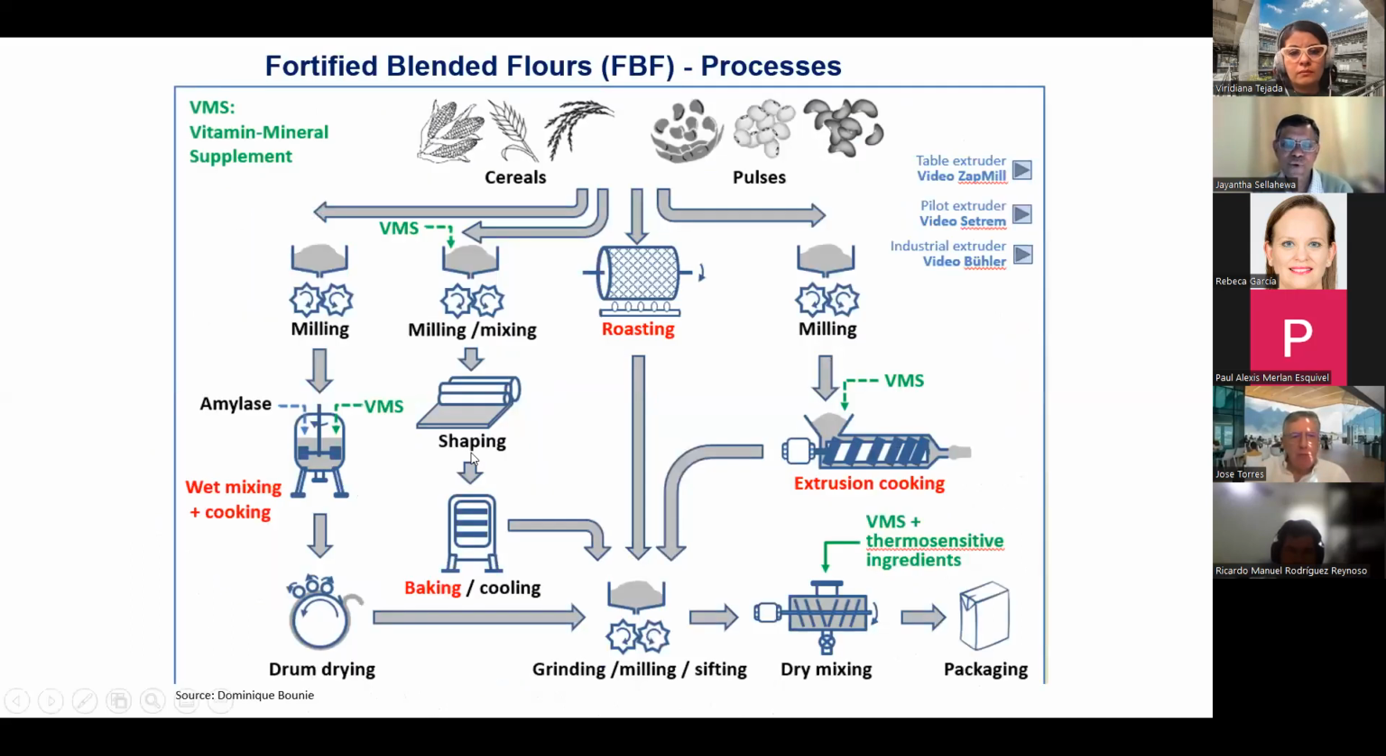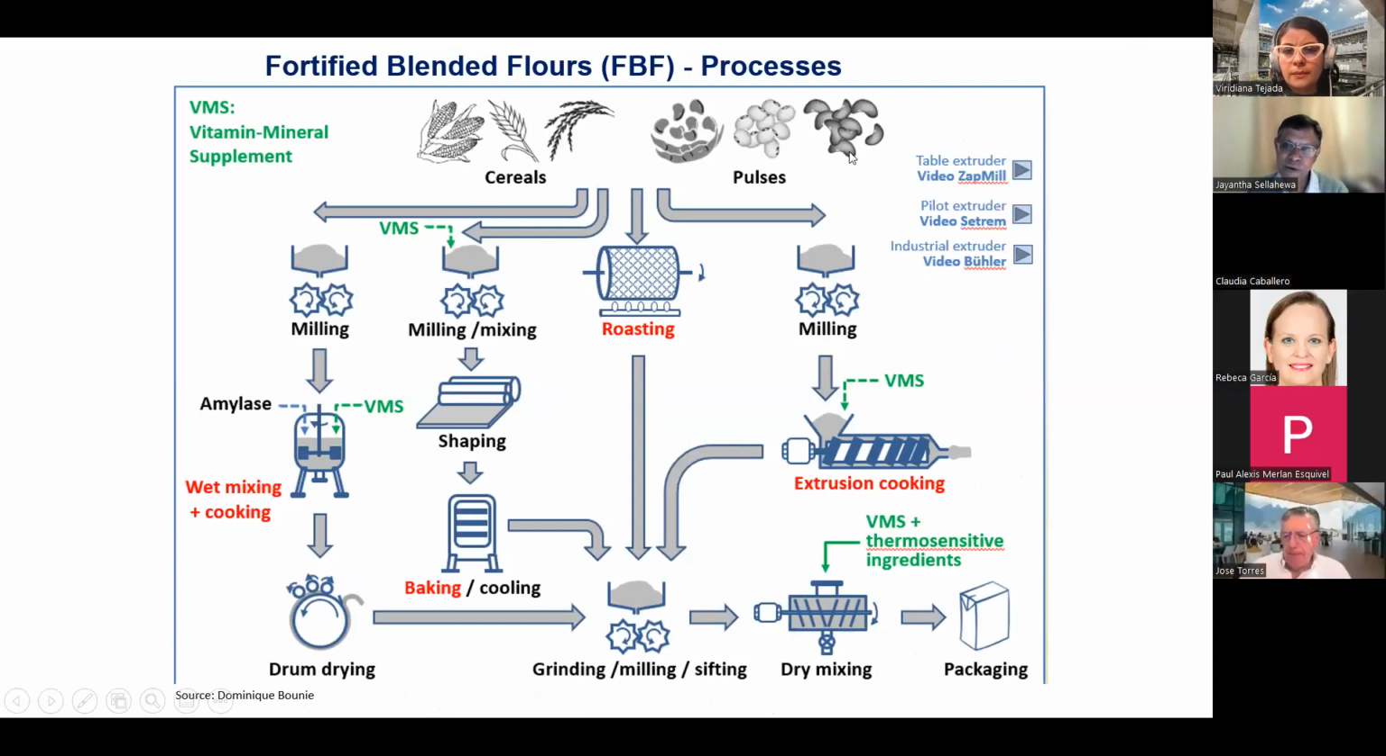If we look at this flow diagram, we begin with cereals, typically wheat, corn, or rice, and then we would have pulses to enrich the nutritional profile. You can see there are 4 different streams showing 4 different methods of processing. The first one, you have a dry milling process. Then you make a wet slurry, you drum dry, you go through a size reduction process, you mix it with a vitamin mineral supplement, and then you package. That's pre-cooked, so it's ready to eat.